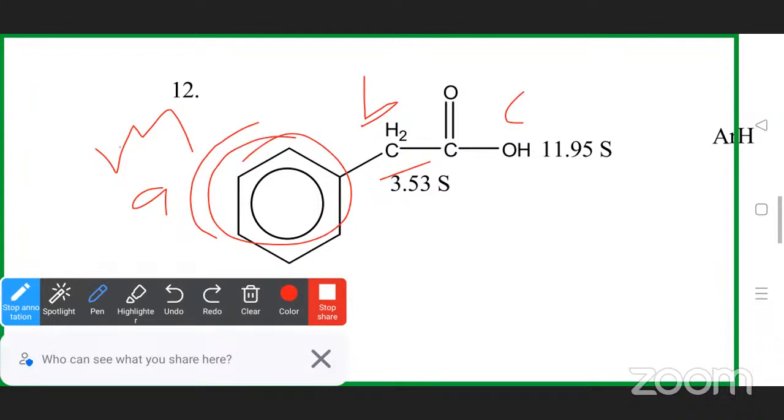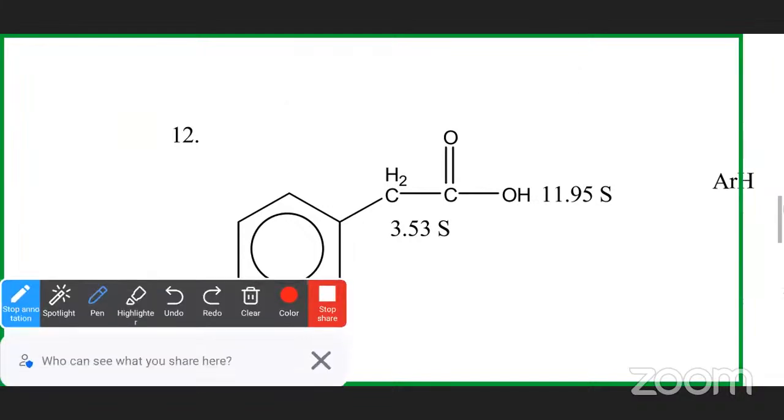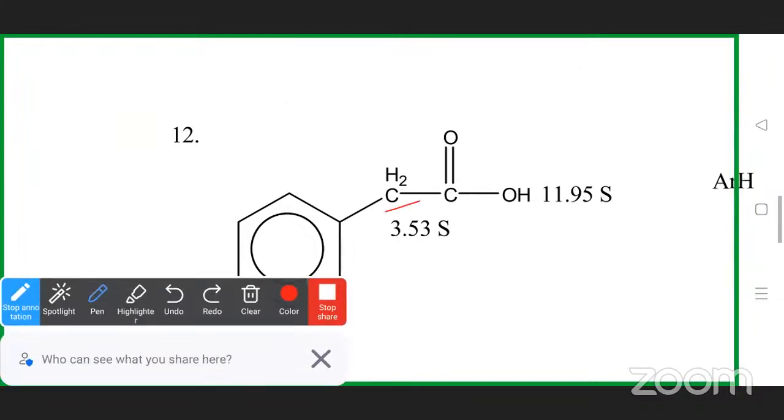And for this CH2 proton, what will be the multiplicity? Actually, it is a singlet, because there is no neighboring proton on this side, and on this side also there is no neighboring proton. So it appears as a singlet, and it falls at a chemical shift value of 3.53. Actually, it is an sp3 CH proton.